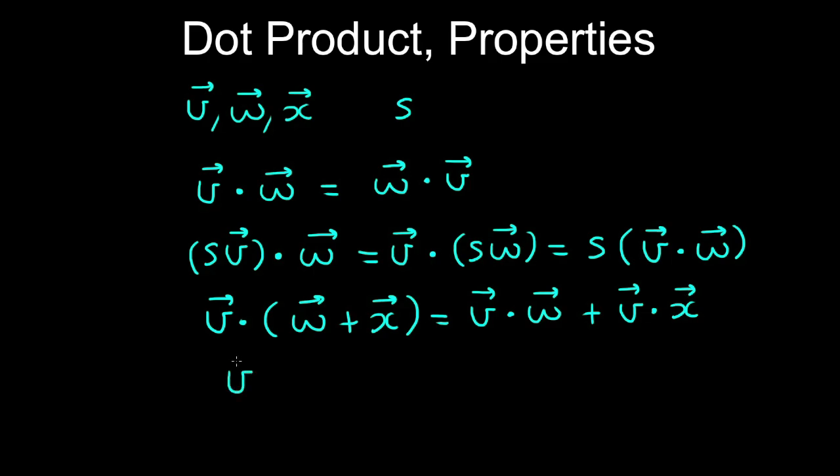And if we take the dot product between a vector and itself, then that's the same as the squared magnitude of the vector v. And taking the dot product between a zero vector and the vector v gives the zero vector.